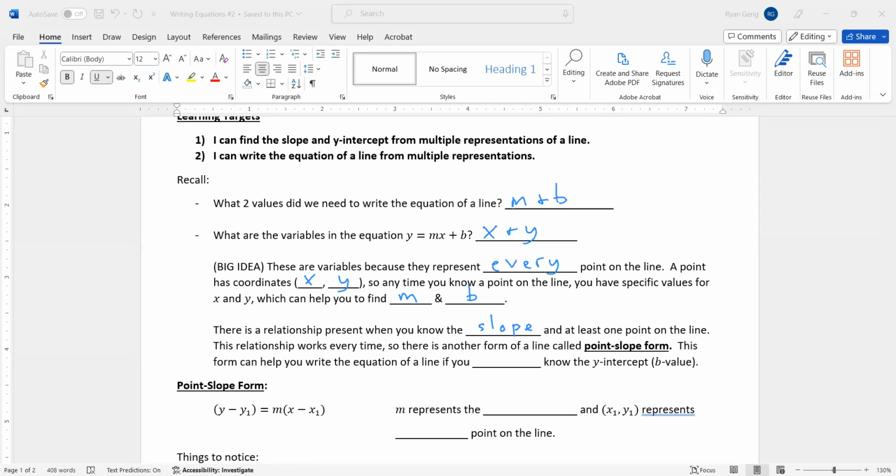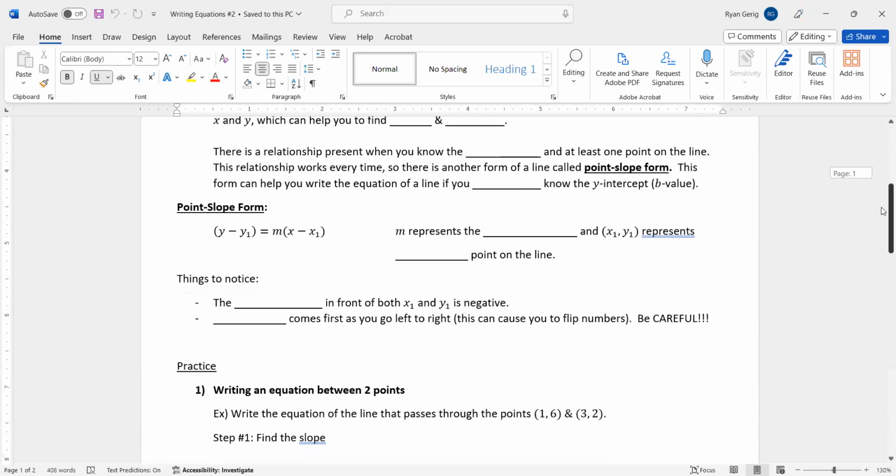So there's another form of a line called point-slope form. Okay, this is a new form of the equation. It actually comes straight from the slope formula, and it's not too bad once you notice some of the details of it. This form can help you write the equation of a line if you don't know the y-intercept. And that's the tricky part today, is we don't know the y-intercept. Yesterday, we knew it. Or if you knew where to look, you knew it. Today, you won't. So let's look at point-slope form before we do some examples.